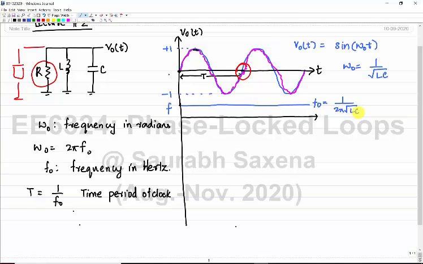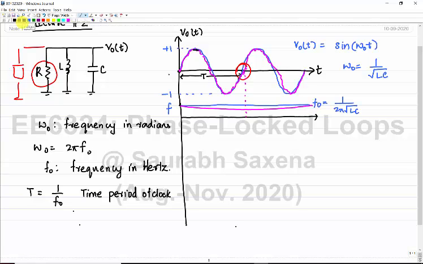Okay, but for the magenta one, where you are seeing the variation in the timings, the frequency may drop. If you just look at it, you can say that my time period has increased, so my frequency has reduced actually. And so you may have some kind of different frequency in the system because of the variation for this particular sine.